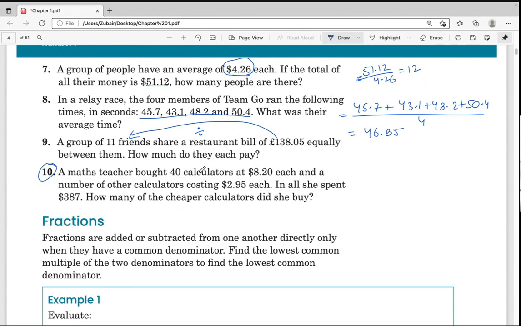A math teacher bought 40 calculators at $8.20 each and a number of other calculators costing 2.95 each. In all, she spent this. How many of the cheaper calculators did she buy? Try this.